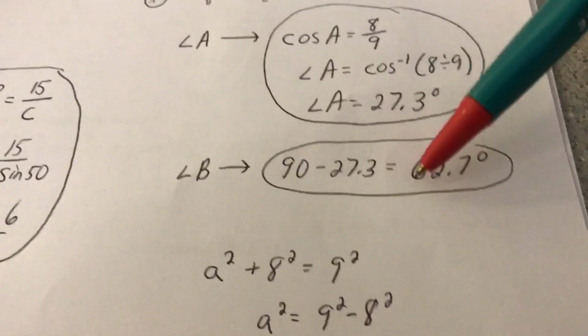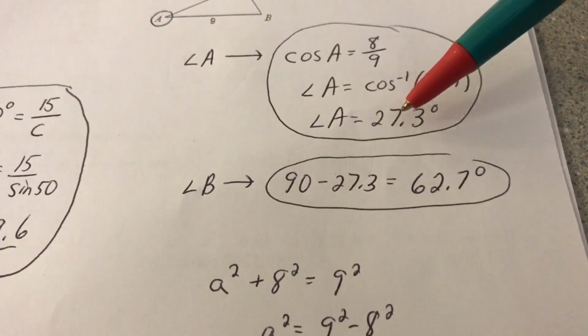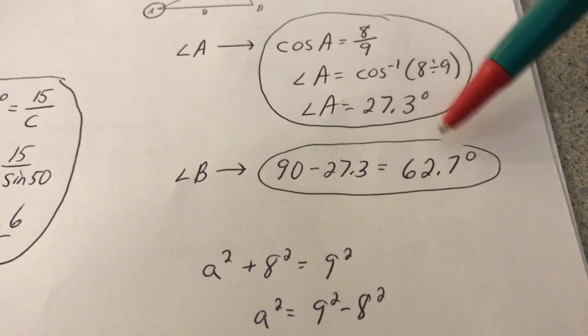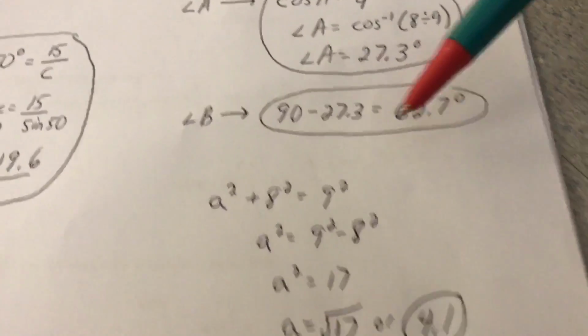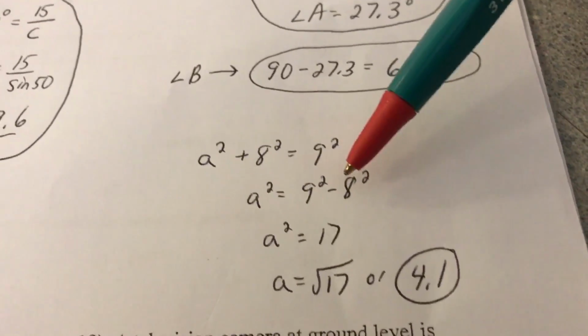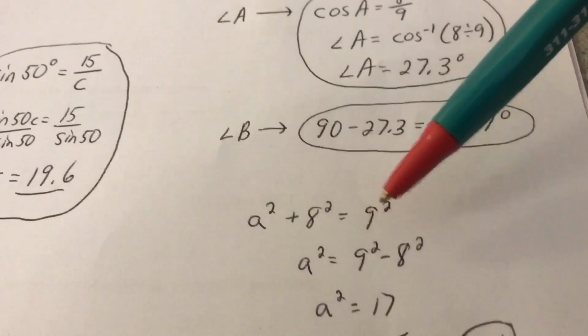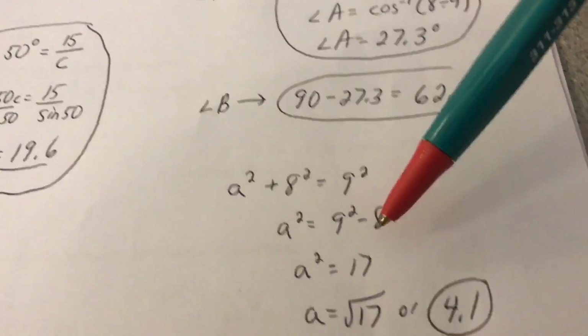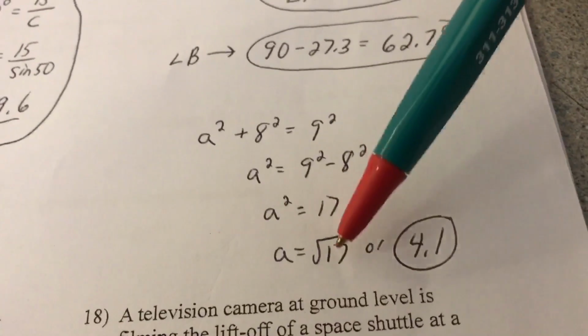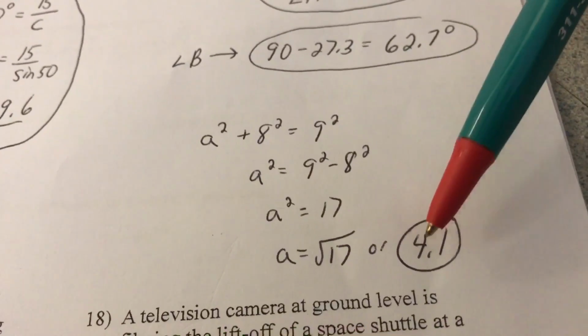Then it's real easy to find the other angle, 90 minus the angle we just found. And again, at least round to the tenths. And then finally, to be able to find the missing side, you don't need trig. You can use the Pythagorean theorem. 9 squared minus 8 squared is 17. Answer square root of 17, which is a decimal, is 4.1.